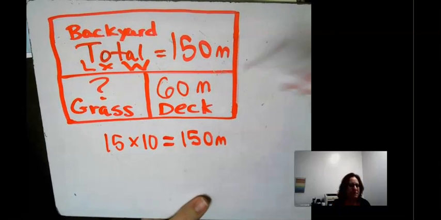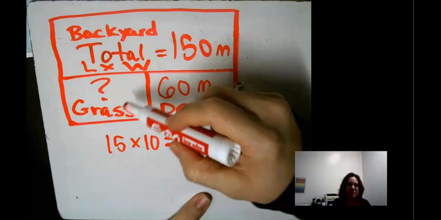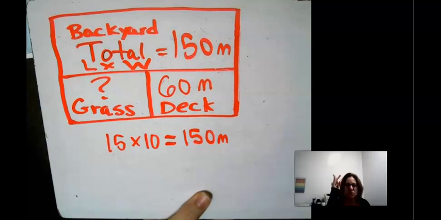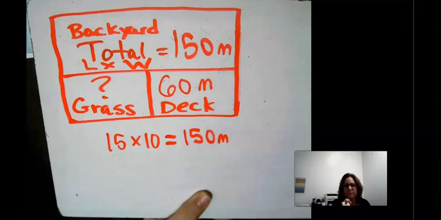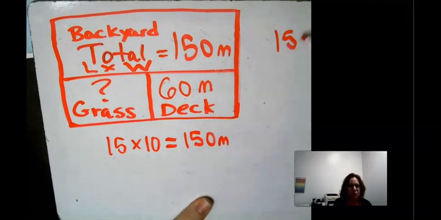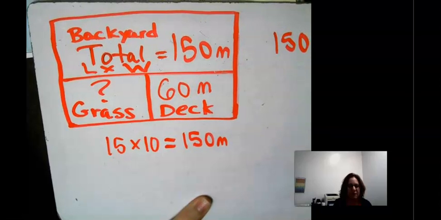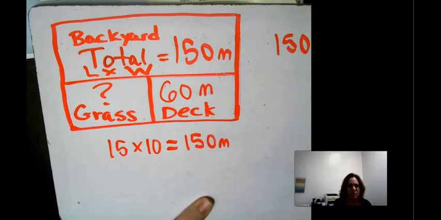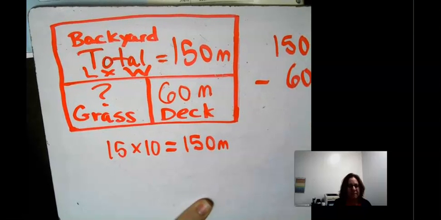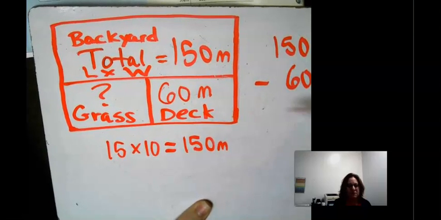Okay, so the last step, how do we figure out this missing piece? We have the total. We have one piece. We're trying to figure out that missing piece. What do we need to do? Correct, we're going to subtract. We're going to take the total area of the backyard. We're going to take away the deck. And this is going to leave us with how much grass there is.